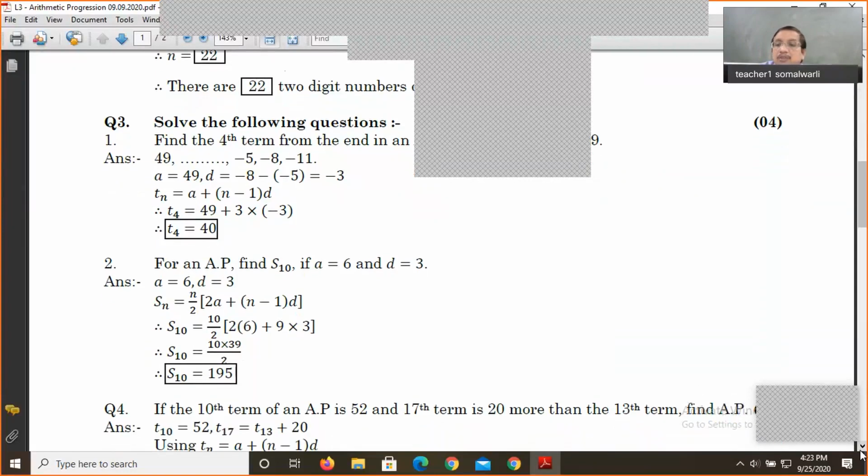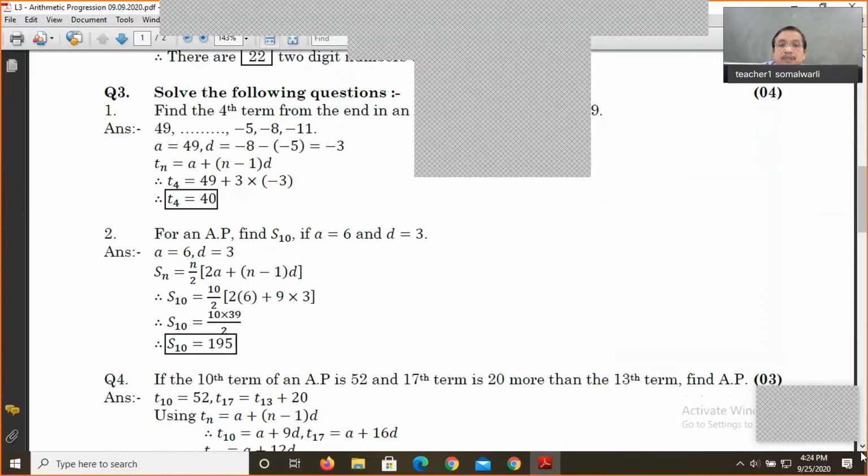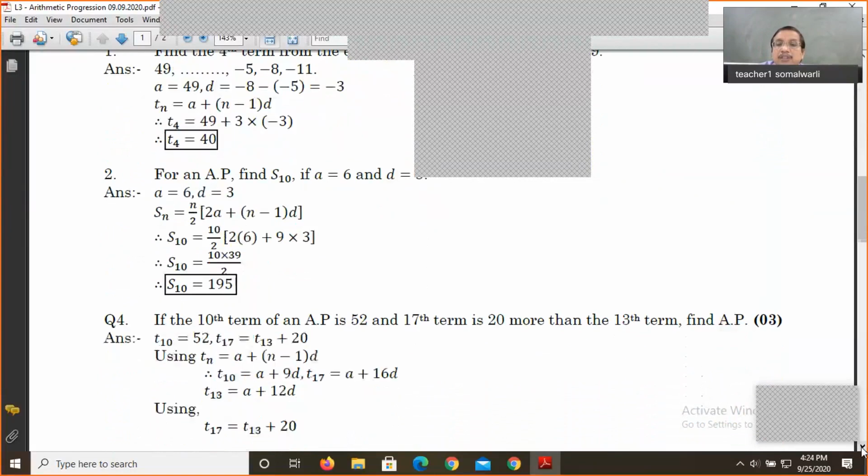Then coming to question number 4, it is of 3 marks. If the 10th term of an AP is 52 and the 17th term is 20 more than the 13th term, find the AP. Means the difference between the 17th term and the 13th term is 20. You can say it in this way. So for T10, you can take A as the first term, D as the common difference. Tn का formula लिख लिए.